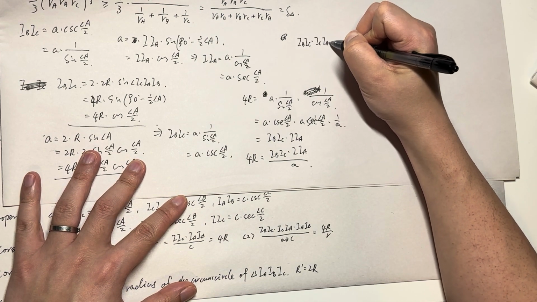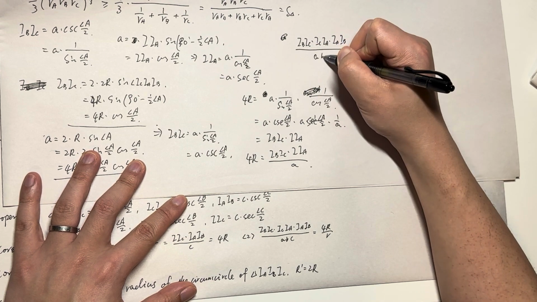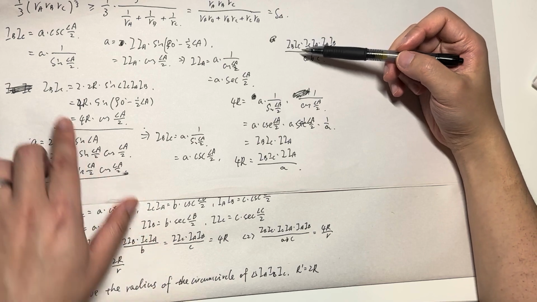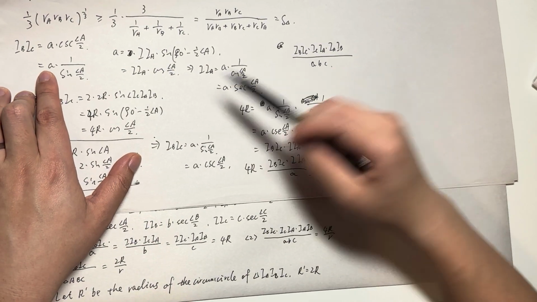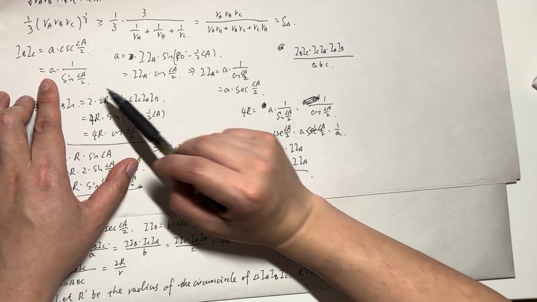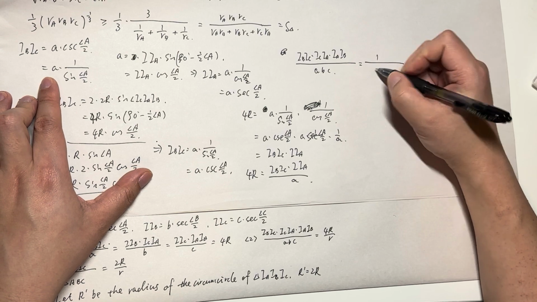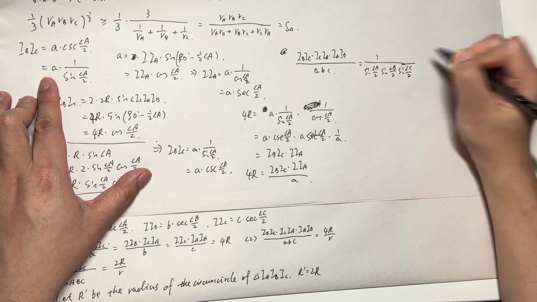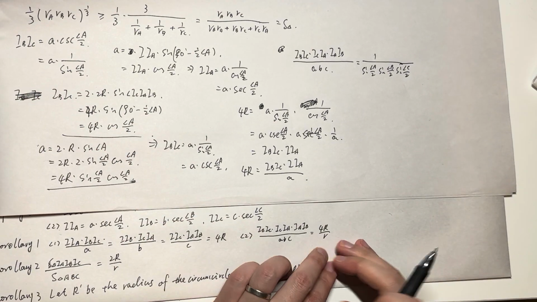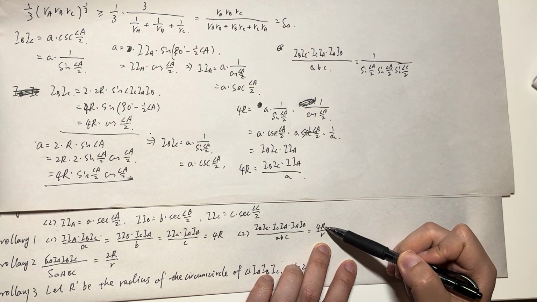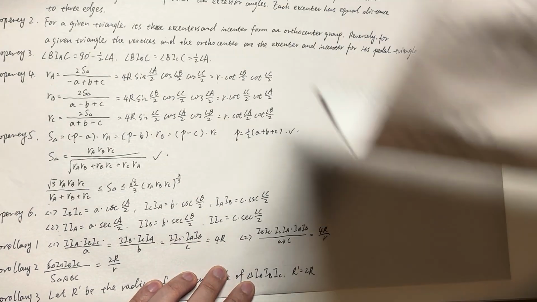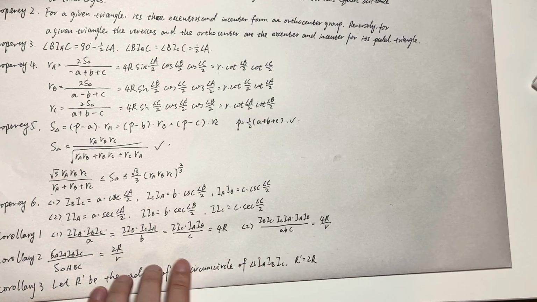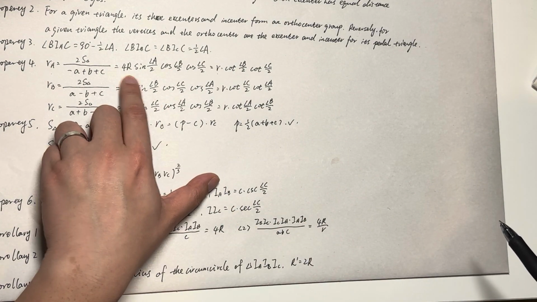And for this one, I_B I_C times I_C I_A times I_A I_B divided by abc. Okay, so let's think about I_B I_C divided by a. I_B I_C divided by a equals 1 over sine angle A/2, right? So all of these equal 1 over sine angle A/2, sine angle B/2, sine angle C/2. On the other side of the equation is the relation between R and r. If you remember, we already found the relation between R and r.